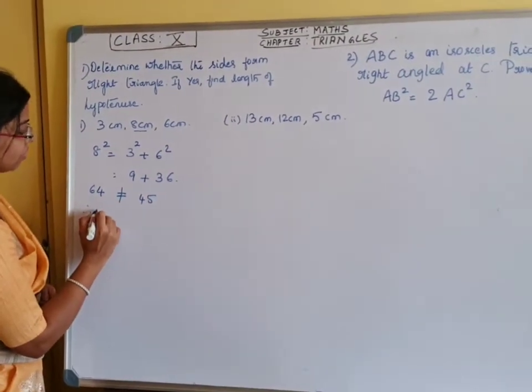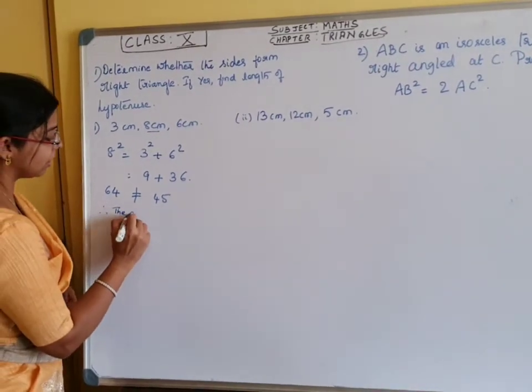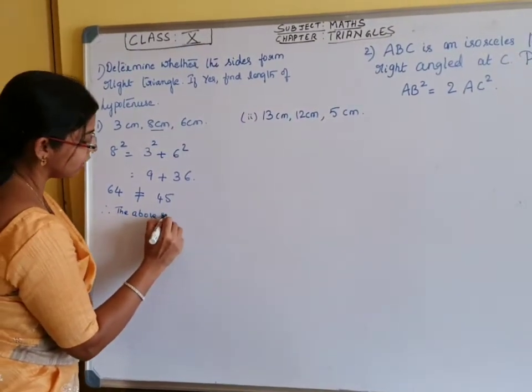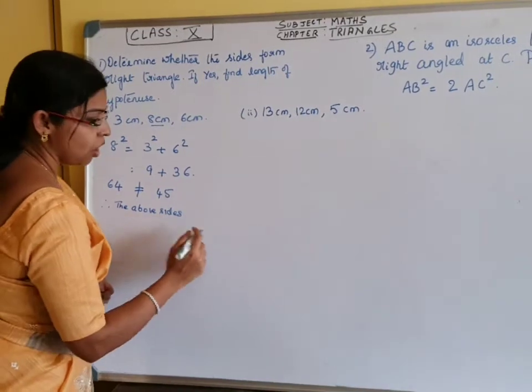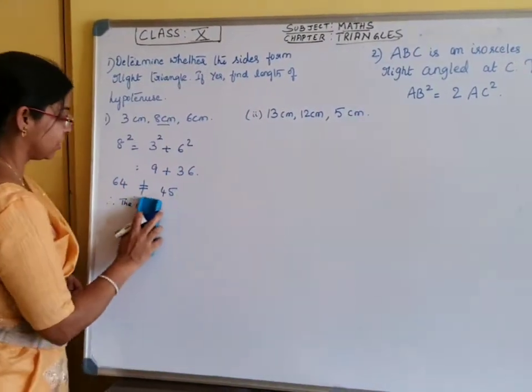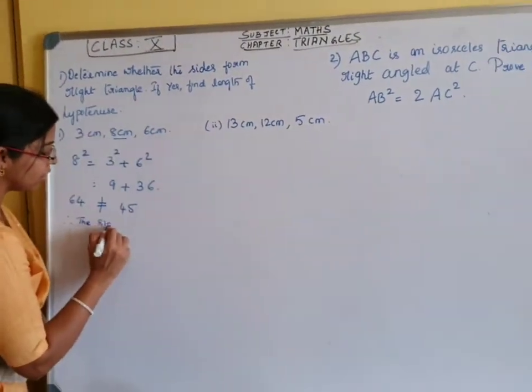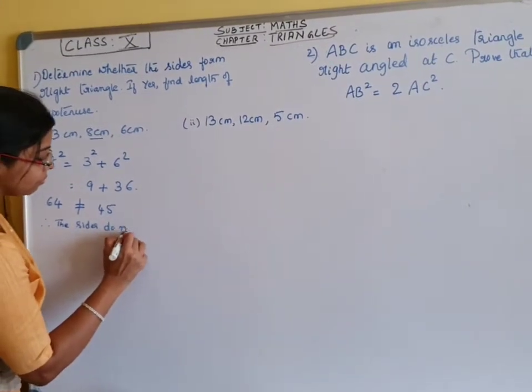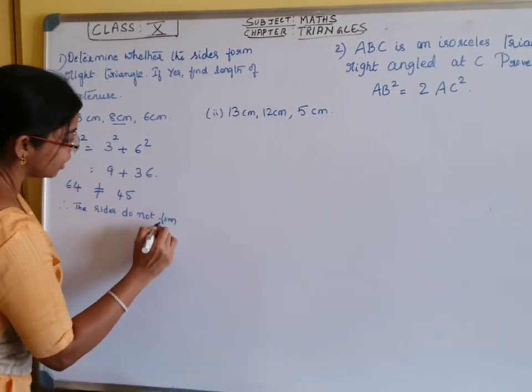Therefore, the above sides, or you can write simply the sides, do not form a right triangle.